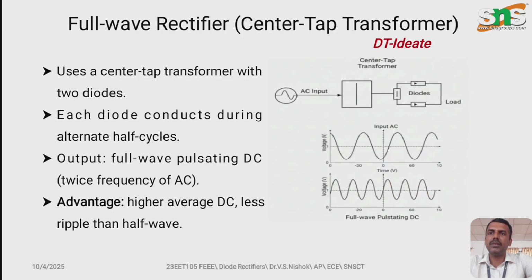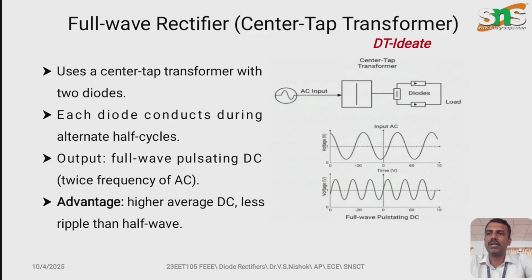So we are moving to the full wave rectifier. Here in this full wave rectifier, we will be using a center tap transformer, which is used to convert the input signal into two identical opposite polarity signals, which will be useful for the connected two diodes to convert the complete AC into the DC output signal. So that is the main purpose of the full wave rectifier, which utilizes a center tap transformer and two diodes to convert the complete AC signal into the DC signal.